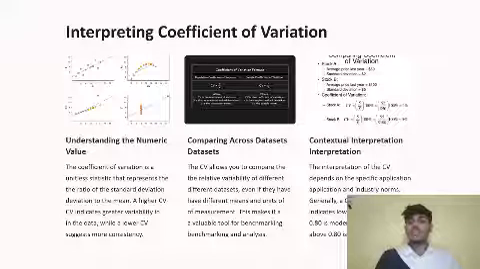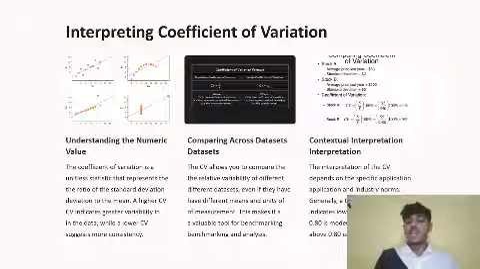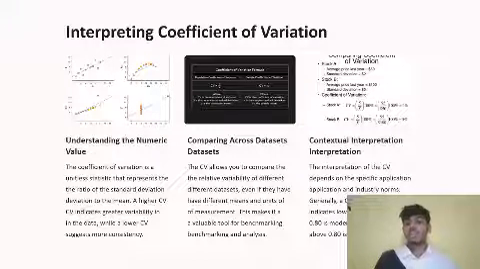Contextual interpretation. The interpretation of the CV depends on the specific application and industry norms. Generally, a CV below 0.20 indicates low variability, 0.20 to 0.80 is moderate variability, and above 0.80 is high variability.